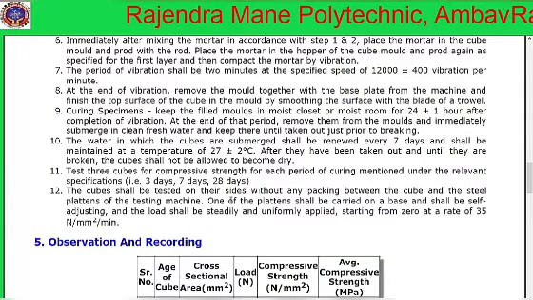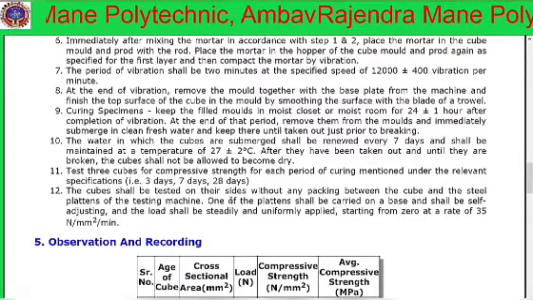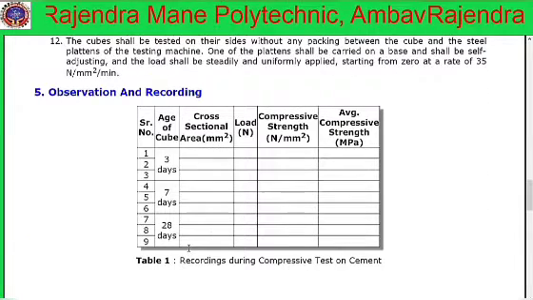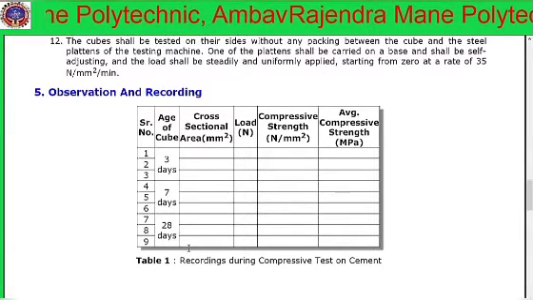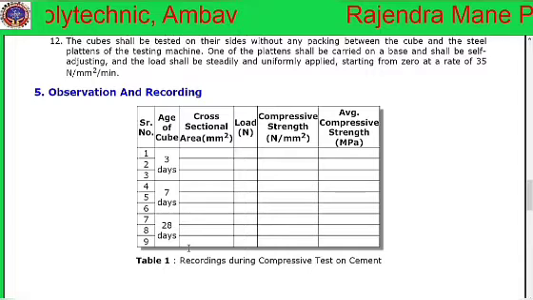One of the patterns shall be carried out on the base and shall be self-adjusted, and the load shall be steadily and uniformly applied starting from zero at the rate of 35 Newton per mm square per minute. The observations are recorded in tabulated form. Total 9 cubes are required to test: 3 cubes for after 3 days, another 3 for after 7 days, and another 3 after 28 days.